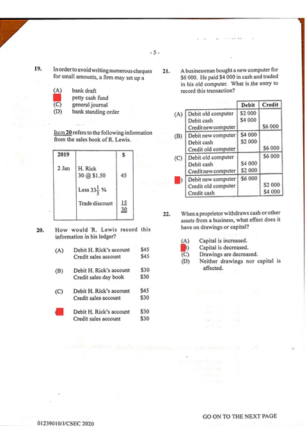Number 22, when a proprietor withdraws cash or other assets from a business, what effect does it have on drawings or capital? We know, of course, that it's going to decrease our capital, so the answer is B.